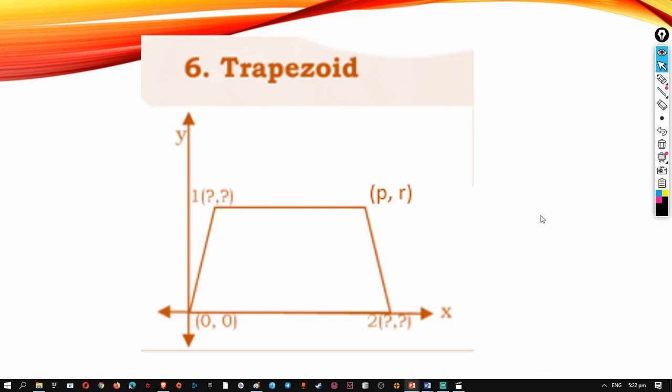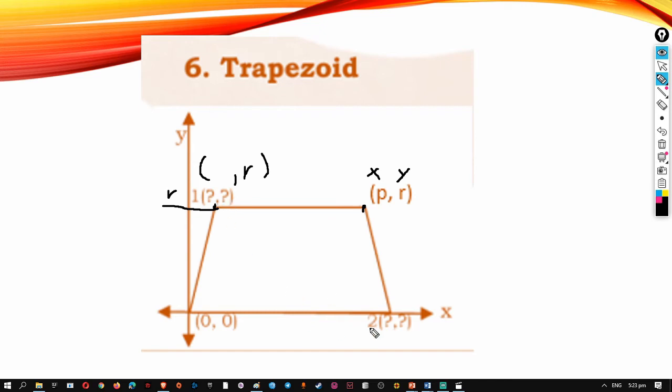Okay, last na. Number 6, trapezoid. So, pag sinabi nating trapezoid, one pair of sides are parallel. Ang hinahanap natin ay dalawa. Number 1, number 2. So, ang given ay P, R. So, that means X is P, Y is R. So, kung ito ay R, so this is also R. Okay, so may R na may Y na tayo.